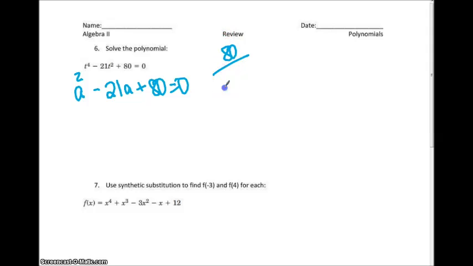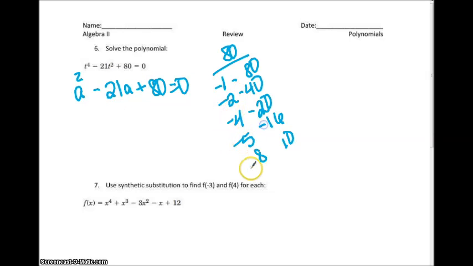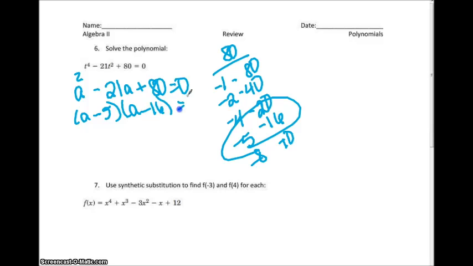Find the factors of 80. 1 and 80, 2 and 40, 4 and 10, 5 and 16, and that would be 8 and 10, which means that's actually 4 and 20, my bad. Signs are the same and they are all negative. And I need the factors that equal 21, which is going to be negative 5 and negative 16. So this is a minus 5 and a minus 16.